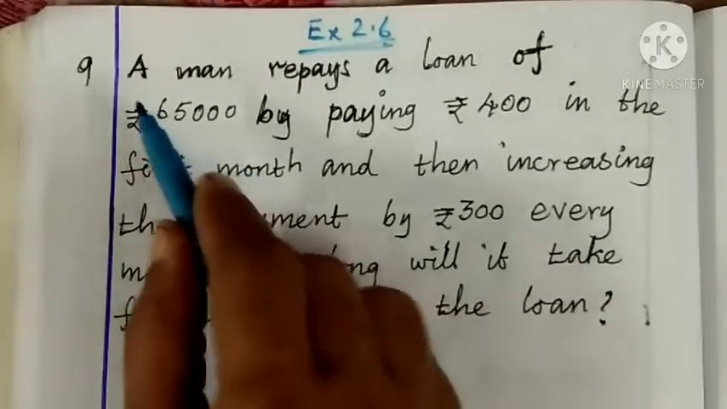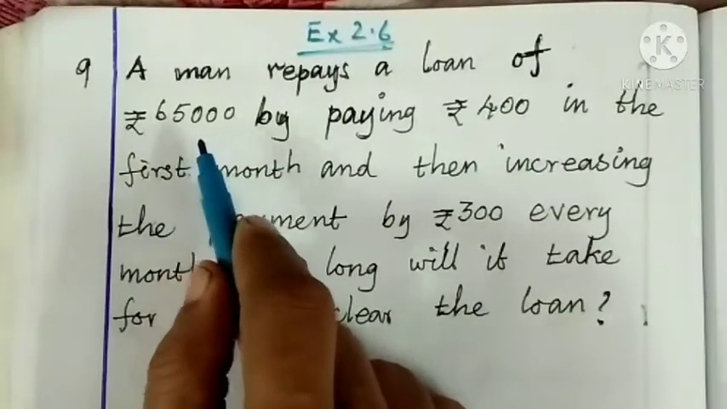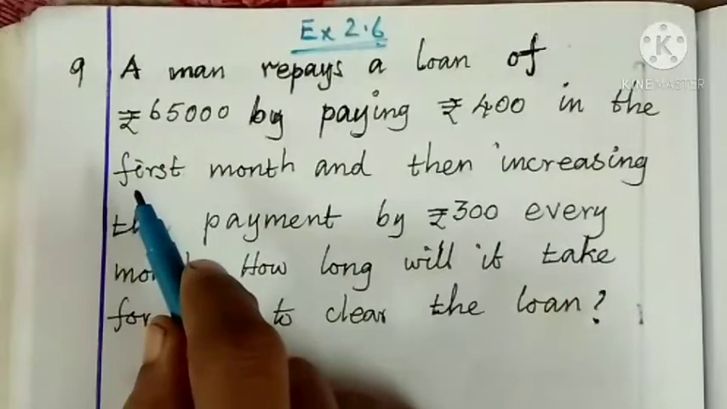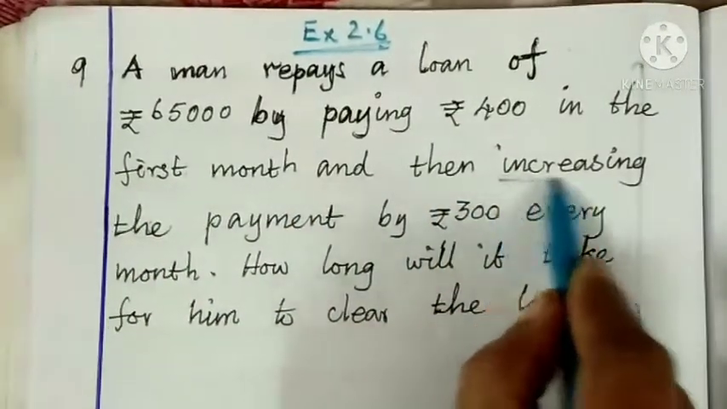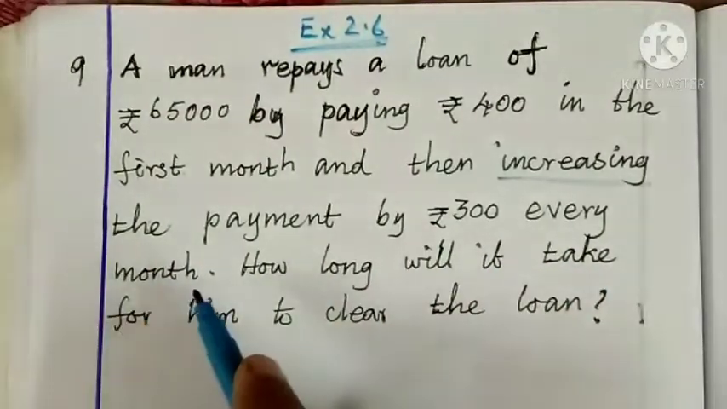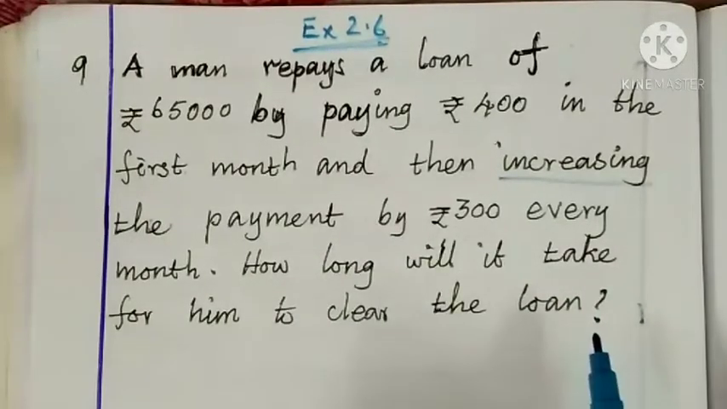See the question. A man repays a loan of rupees 65,000 by paying rupees 400 in the first month and then increasing the payment by rupees 300 every month. How long will it take for him to clear the loan?